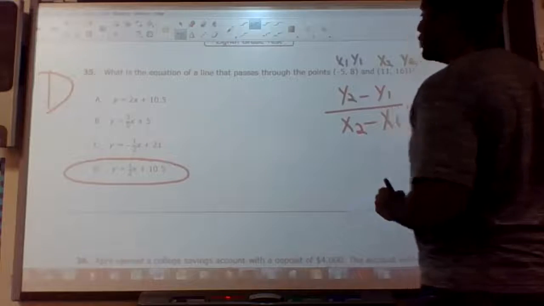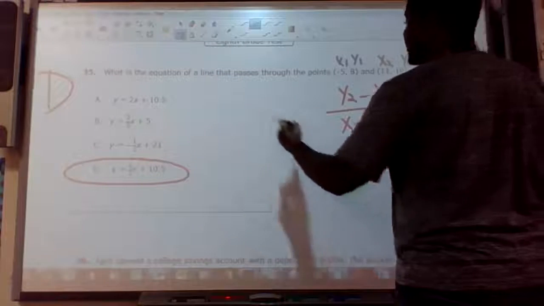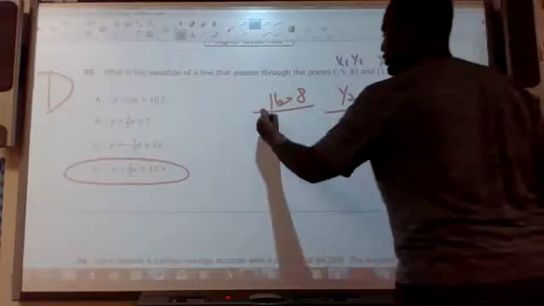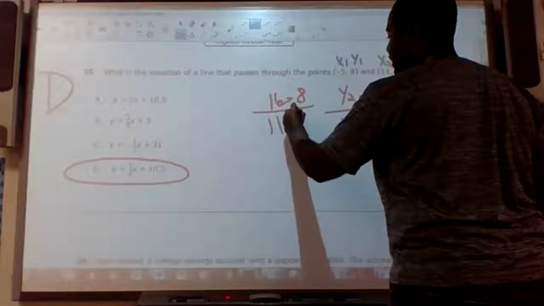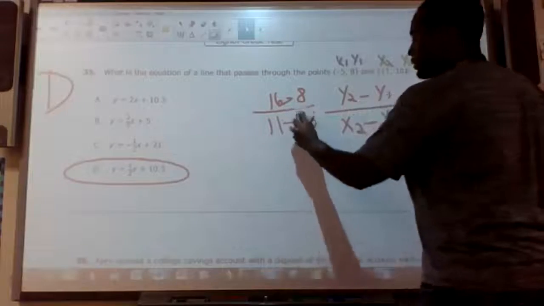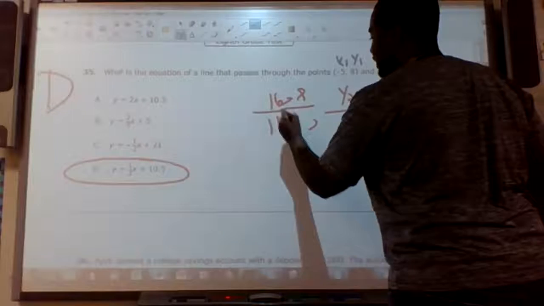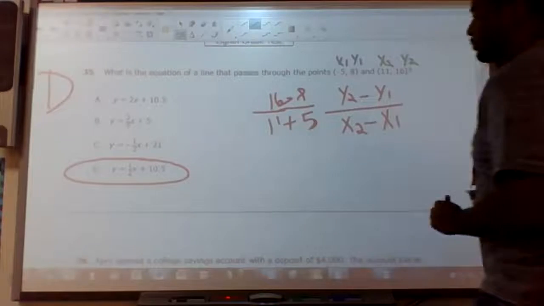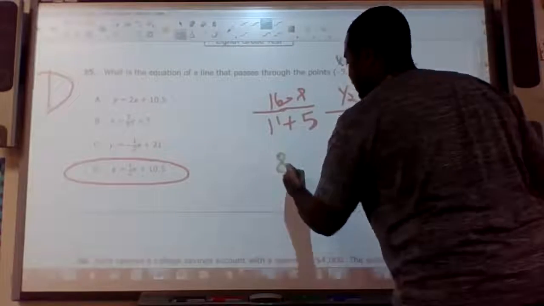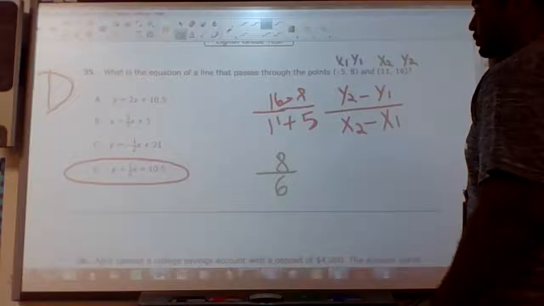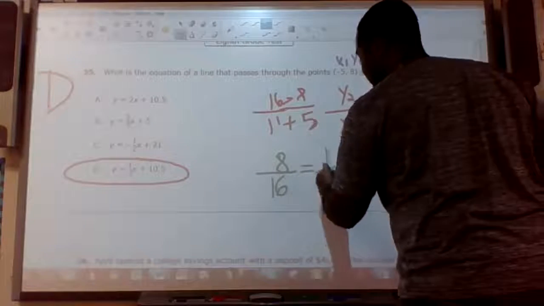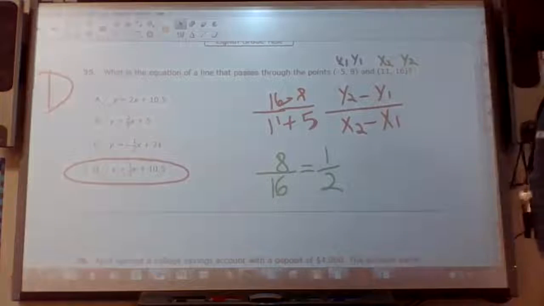So that would be 16 minus 8 over 11 minus a negative 5, which becomes 11 plus 5. So reducing that down, that gives us 8 over 16. So that equals 1/2 if we simplify that. So far we have our slope.